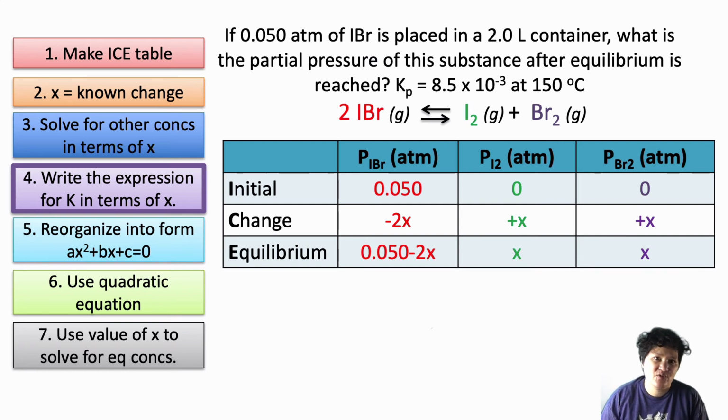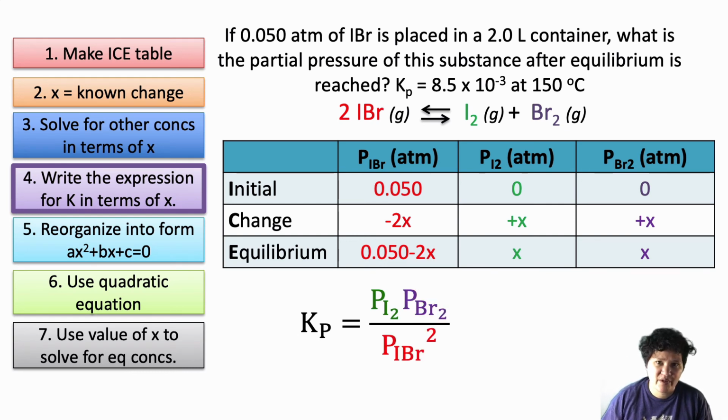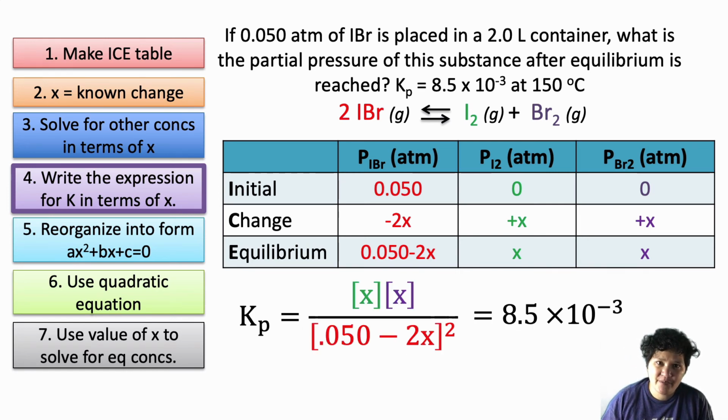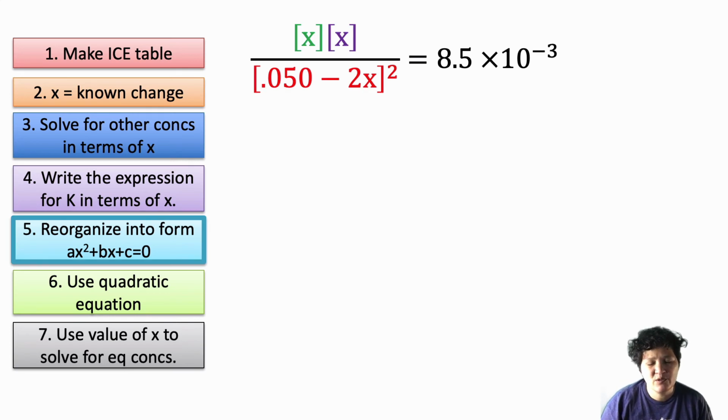First, we have to write the actual expression for Kp, and we do that exactly the way we did when we were writing the concentration-based equilibrium constant. Here we're using pressures instead of concentration, so we have the pressure of I2 times the pressure of Br2 divided by the pressure of IBr squared. Remember, we have to square it because it's got a stoichiometric coefficient of 2. Then we take our equilibrium concentrations from the ice table, plug them into our equilibrium constant expression, and set that equal to the value for Kp from the problem, 8.5 times 10 to the minus third.